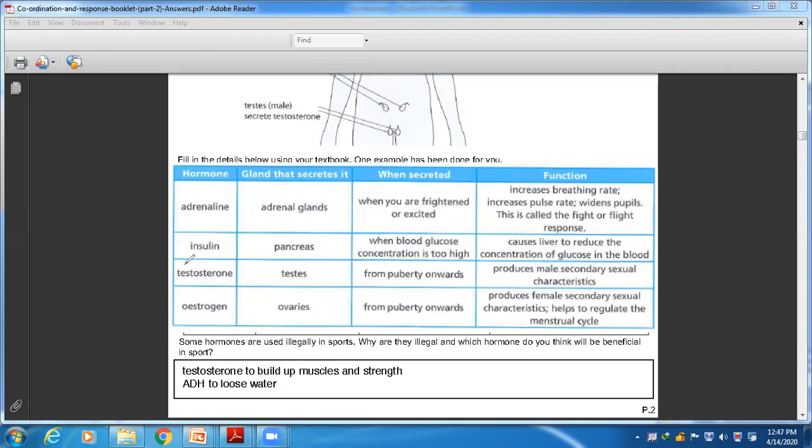While another hormone we have is estrogen, and it is secreted by the ovary within the female body.